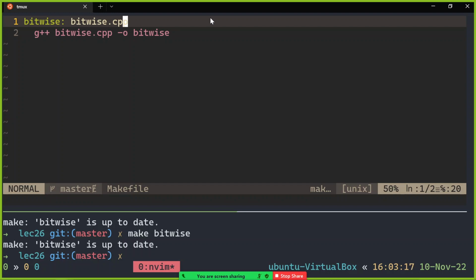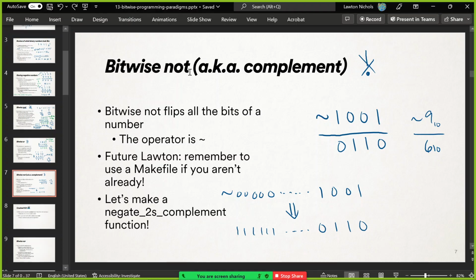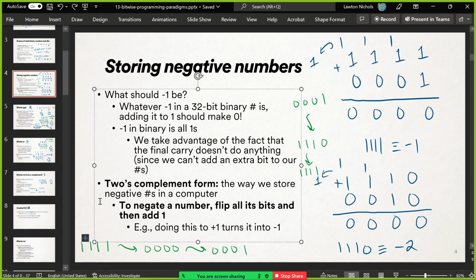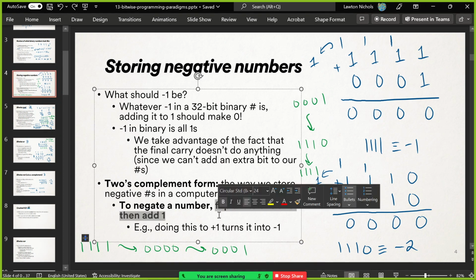So now we have a makefile for our lovely programs that we're writing. All right, so now I want to make a 2's complement program. It'll be very fun. Because what was 2's complement? To negate a number, flip all the bits and then add 1. That's the 2's complement form of a number.